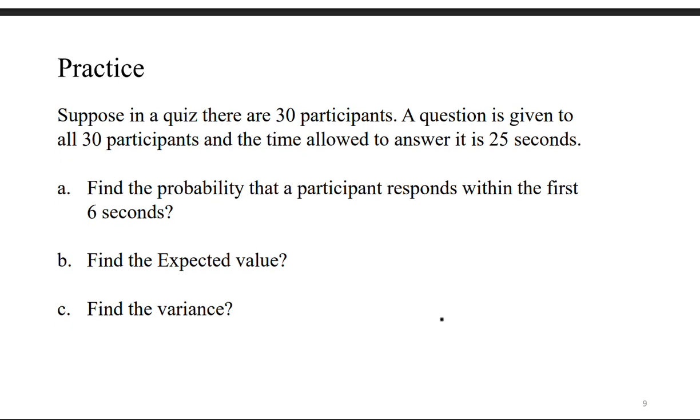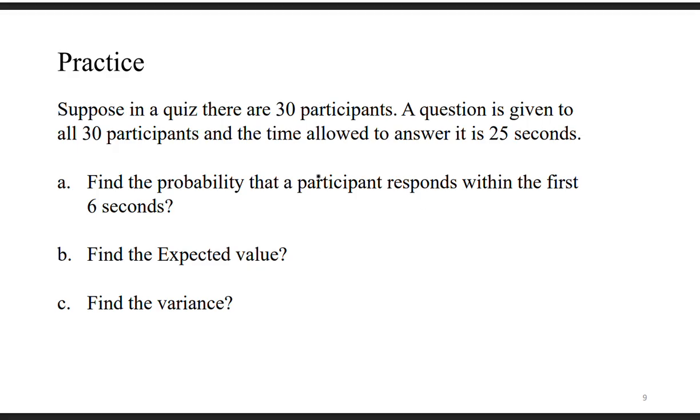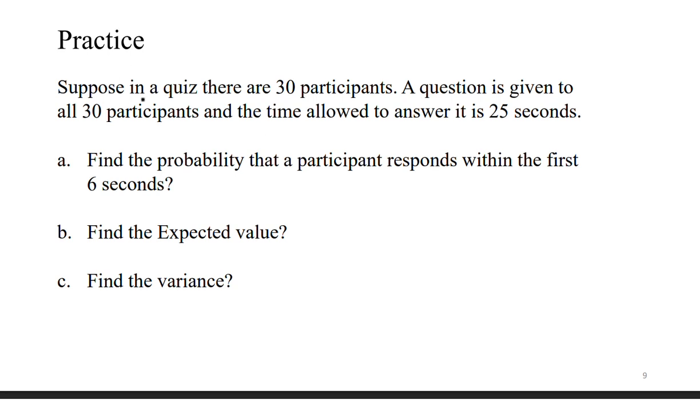Let's take a look at a practice question here. I would like you to spend some time on this practice question. When we meet again in class to look at this chapter again, I will ask you what your answer was. Suppose in a quiz there are 30 participants, the question is given to all 30 participants, and the time allowed to answer it is 25 seconds. So it follows a uniform probability distribution from 0 to 25 seconds. Find the probability that a participant responds within the first 6 seconds.